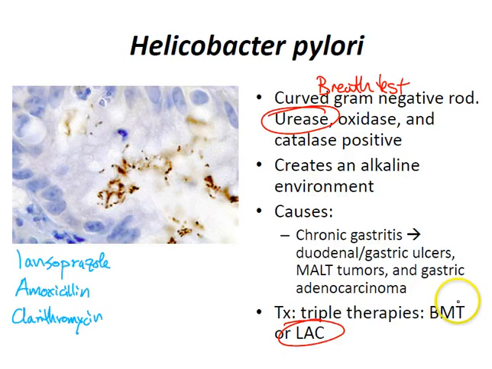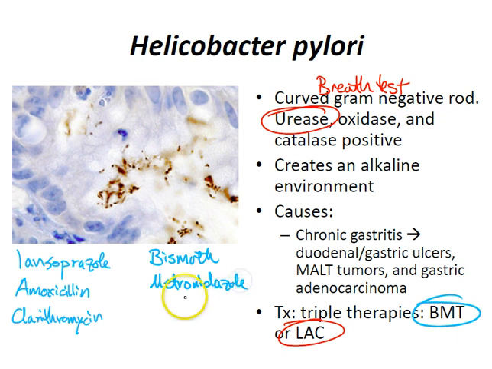Now the second line treatment is the BMT, which stands for bismuth, like in Pepto-Bismol, metronidazole, and tetracycline. And that's used if penicillin sensitive as a second line therapy for H. pylori. And that is H. pylori. So let's talk about Klebsiella.